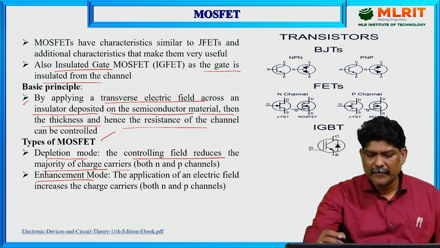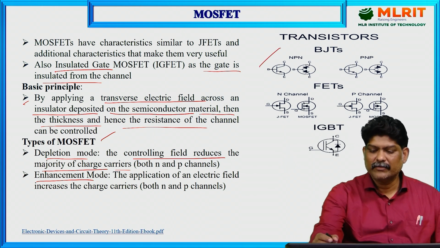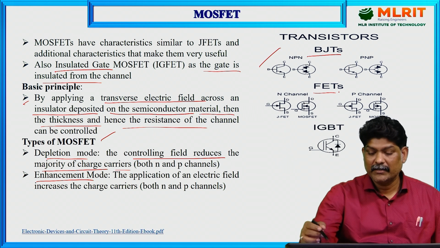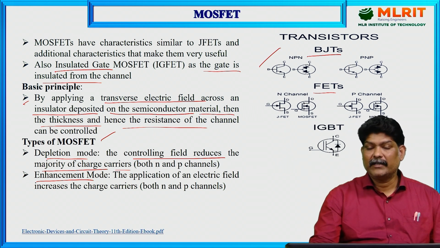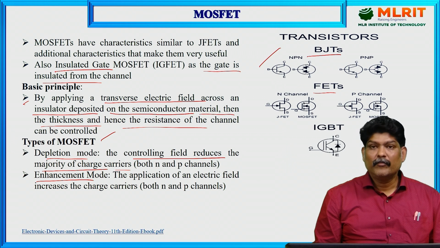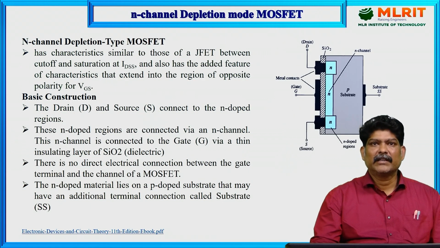These are the different symbols for BJT and FETs. You can differentiate the BJT symbols from the FET and MOSFET symbols. So let us start with the N-channel depletion mode MOSFET.